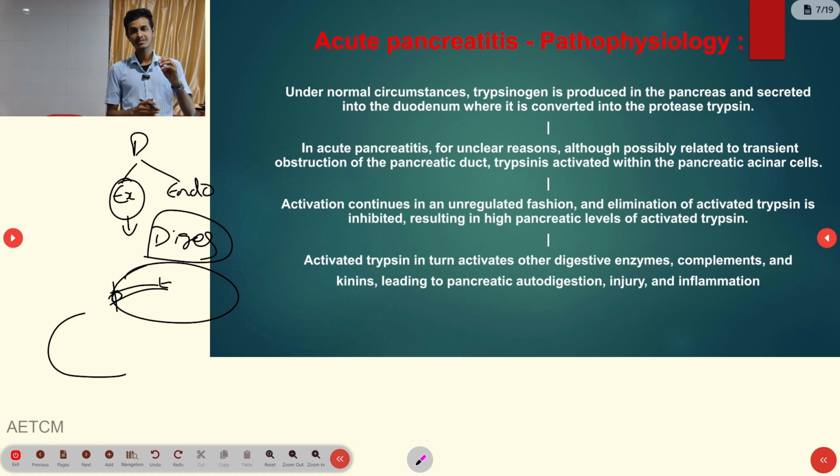The precursor is called trypsinogen, which is secreted by our pancreas. It reaches our duodenum, then converts into the protease trypsin. Only then will it start the digestive action. But if the outflow is obstructed, that conversion from trypsinogen to trypsin will happen inside the pancreas itself. So inside the pancreas it will start the digestive action, which means it will affect your own pancreatic cells and cause injury to your own pancreas.